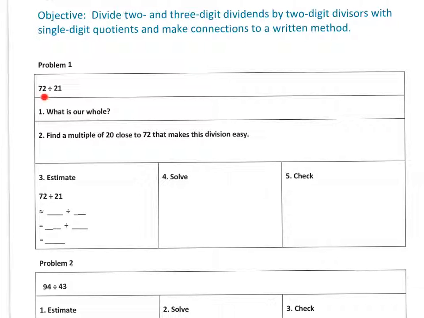We're going to start with 72 divided by 21. So what's our whole in this problem? In this problem, it's going to be 72. So we're going to round this to 20 to make our thinking a little easier. So what's a multiple of 20 close to 72 that can make the division easy? Let's see, we've got 20, 40, 60, 80. 80 is the closest to 72, but we don't really want to go over. That's not going to be too useful, so we'll go with 60.